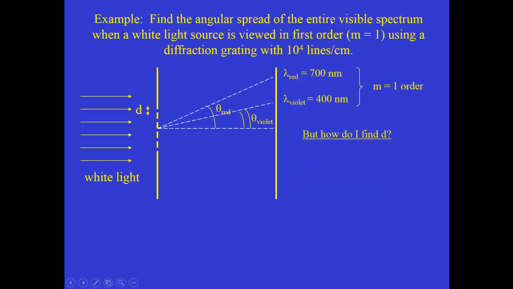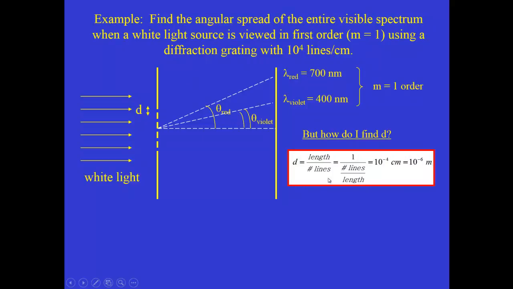But the question then is, how do we find D? Because notice this does not say that D is 10,000 centimeters. It says we have 10,000 slits or lines per centimeter. So we need to know D so we can put it into the diffraction grating equation. How do we do that?